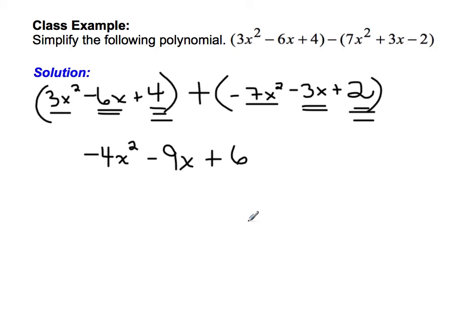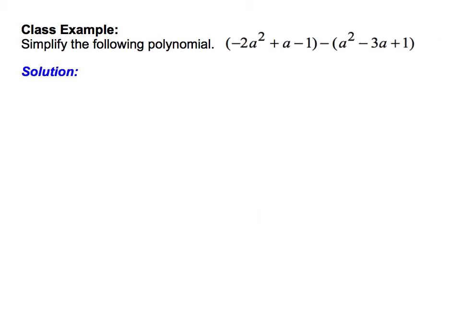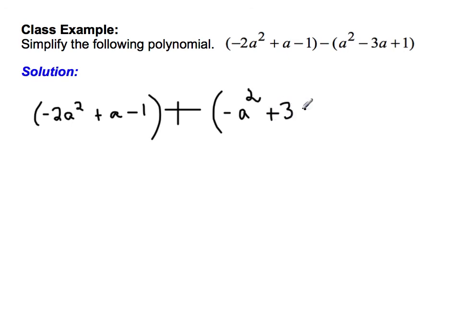Once again, if you feel you need your algebra tiles, because you're kinesthetic, please do it and then just write down your answer. Okay? If you need the tiles, please feel free to do that. Once again, first polynomial doesn't change. I change my subtraction to an addition statement by adding its opposite. So we're going to add the opposite polynomial to this one, which is negative a squared plus 3a minus 1.